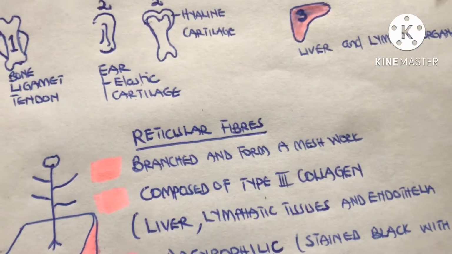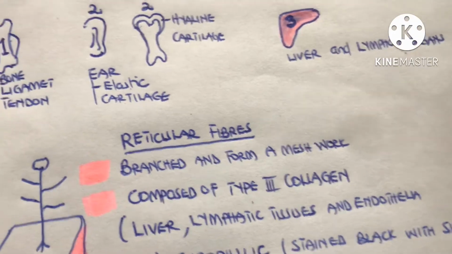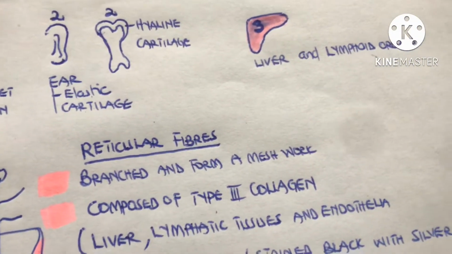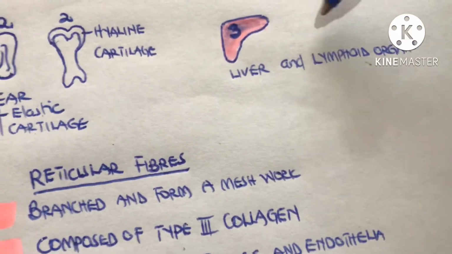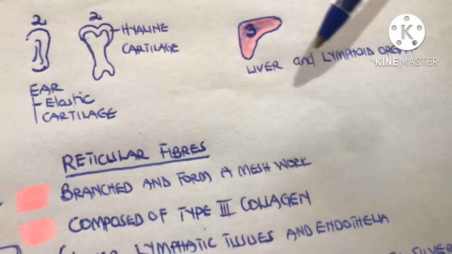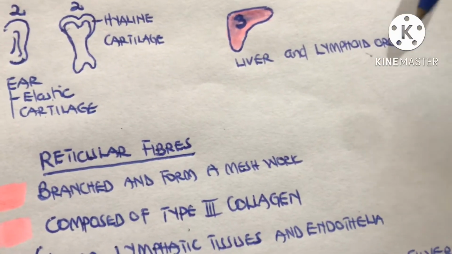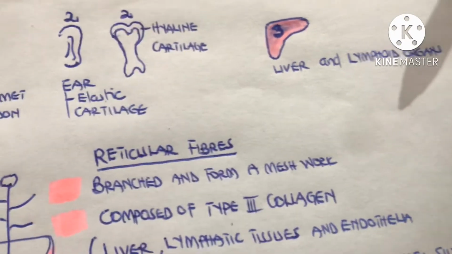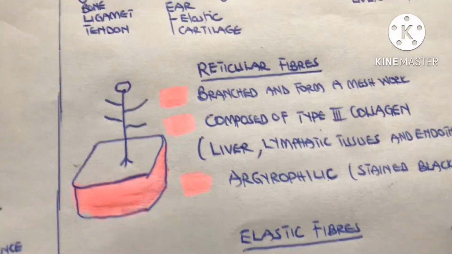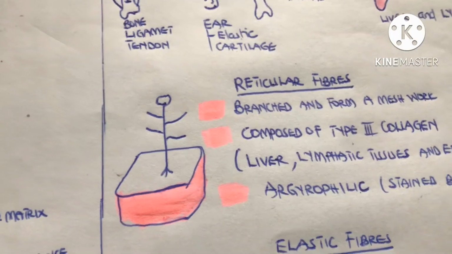And we have collagen type 3. Another name for collagen type 3 is reticular fibers. So reticular fibers contain collagen type 3. You understand? And this collagen type 3 can be found in the liver. And also in the lymphoid organs, you can find collagen type 3. So let's look at the last fiber, which is reticular fibers. As I said, they are also called collagen type 3.